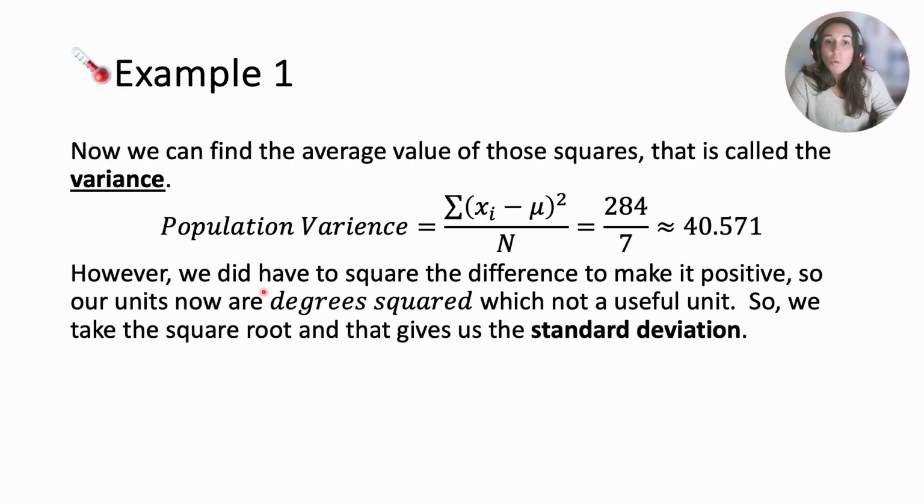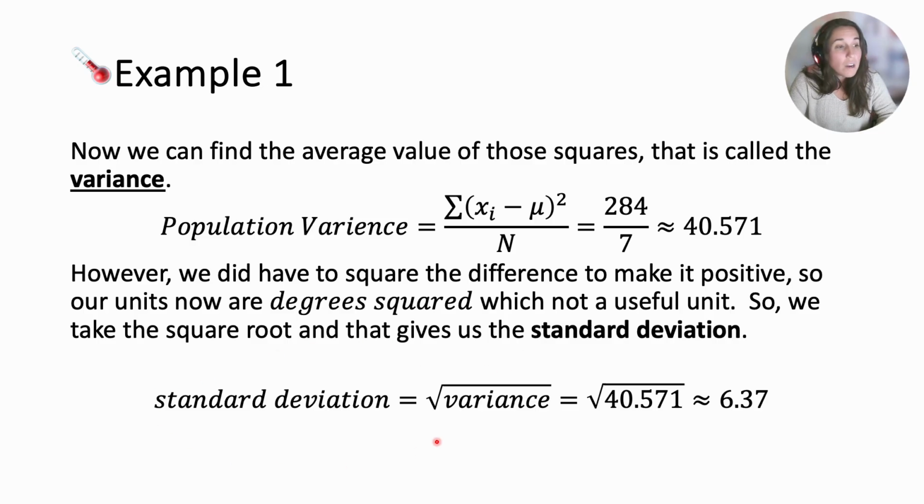However, we did have to square the difference to make it positive, right? We had to square all of those deviations in order to solve that canceling problem. So we had to square everything to make it positive. So this number right here now puts our units in degrees squared. This is 40.571 degrees squared, and that's really not very useful. So we need to take the square root, that's the last step here, in order to give us the final standard deviation.